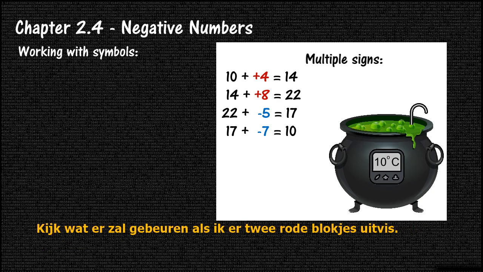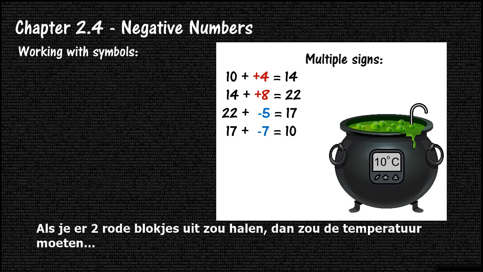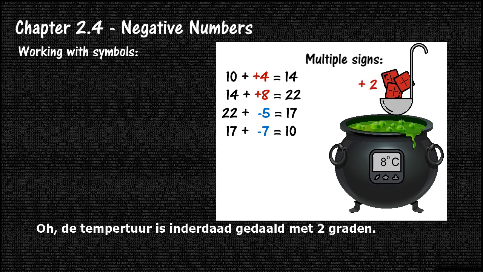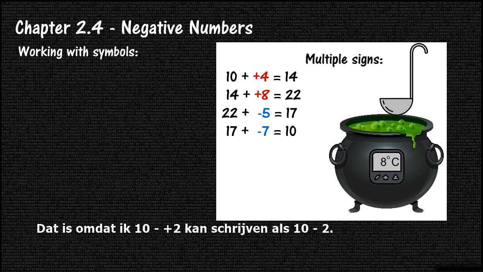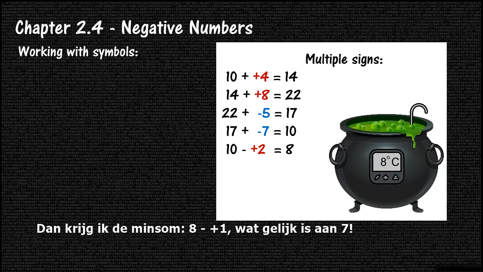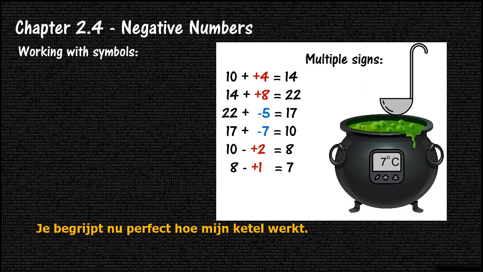Look what happens when I take out 2 red cubes. So if you take out 2 red ones, then the temperature should drop 2 degrees, right? You're correct. Watch the thermostat. Oh, the temperature dropped by 2 degrees, alright. That's because I can write 10 minus plus 2 as 10 minus 2, which is 8 degrees. And if I take another red cube out, then I have the subtraction 8 minus plus 1, which is equal to 7. You clearly understand how my cauldron works.